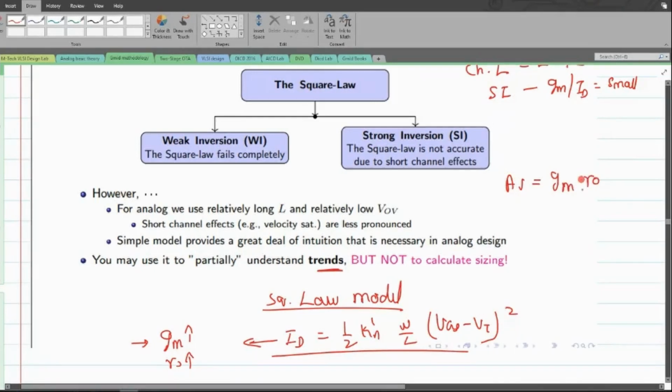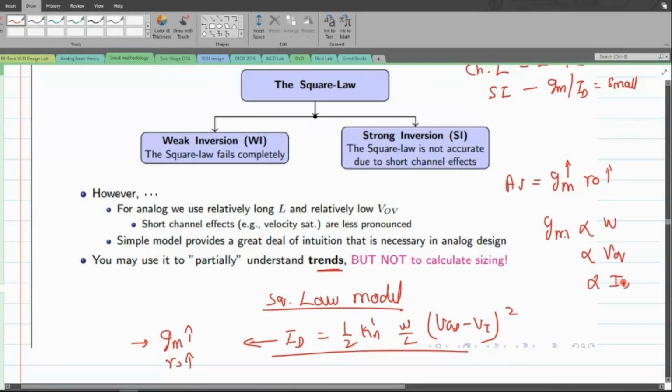Now, in order to increase the gain, I have to increase the GM or the R naught, and I also have to know which particular parameter I need to vary. We know that in the case of GM, it is proportional to the width, and it is also proportional to the VOV, or it can also be written in terms of ID as well. So this simple model shows different ways by which I can achieve this GM.